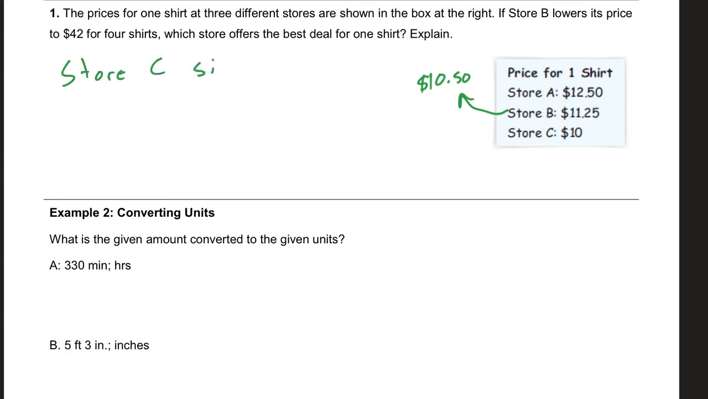So what that means is store C still has the best deal. It still has the lowest unit price of $10 per shirt. Still has the best deal for each shirt. That didn't change just because store B lowered its price. It only lowered it to $10.50 per shirt. So store C still has the best deal.